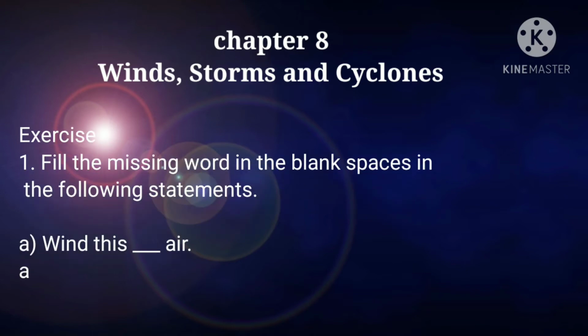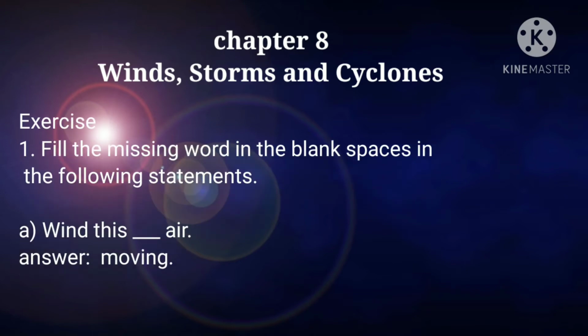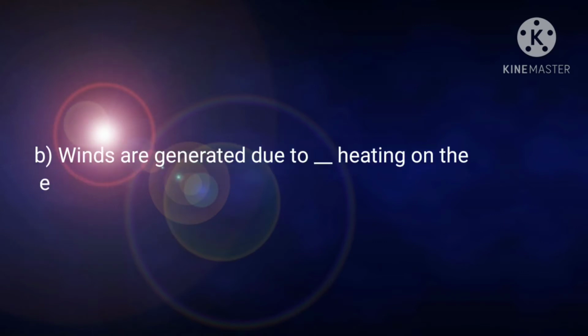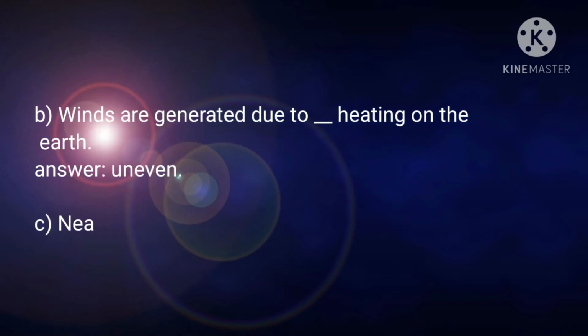Answer. Moving. B. Winds are generated due to dash heating on the earth. Answer. Uneven.